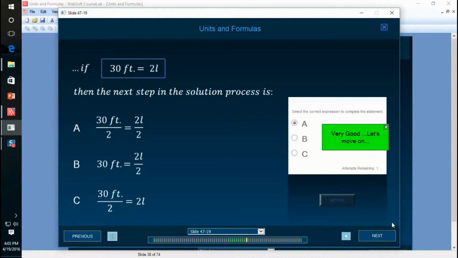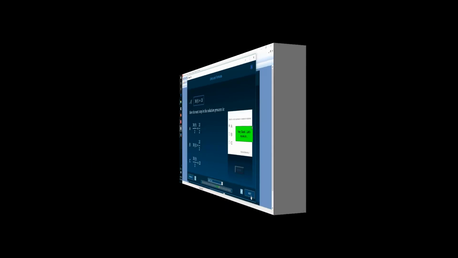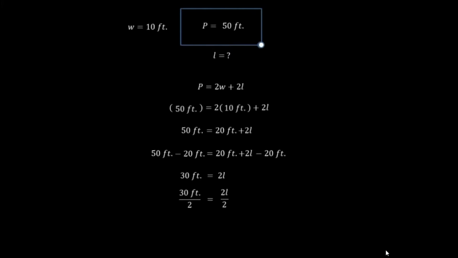Our next step is to divide both sides by 2. Very nice. Now we can simplify further. The 30 over the 2 will be 15 feet. The 2L over 2 will simply be L.